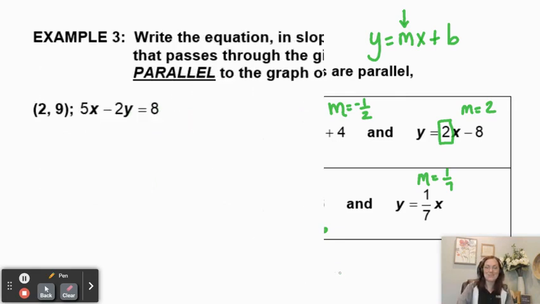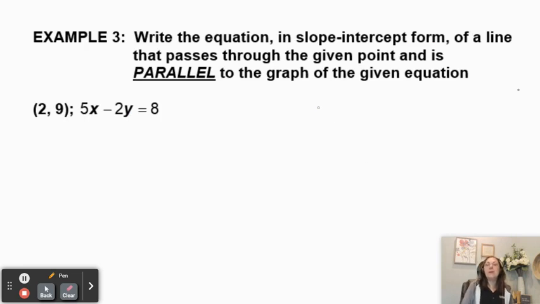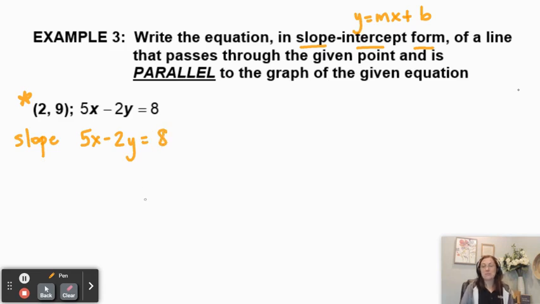Let's take a look. In this example, we want to write an equation of a line in slope-intercept form, that's y equals mx plus b, of a line that passes through the point we are given here and is parallel to the graph we have. So the first thing we need to know is, what is the slope of this line? In order to find the slope, we're going to have to get the equation in the y equals mx plus b form. That means we have to get y all by itself.